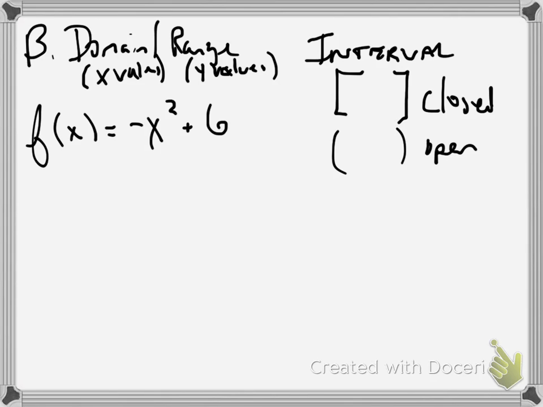All right, and since you can't really get inside my head in a video, I'm going to do a little sketch. So it's negative x squared, so I know it's going to be a parabola that points down. The plus 6 means instead of starting at the origin, it's going to start up here at positive 6. So that's going to kind of be the rough sketch of my graph.